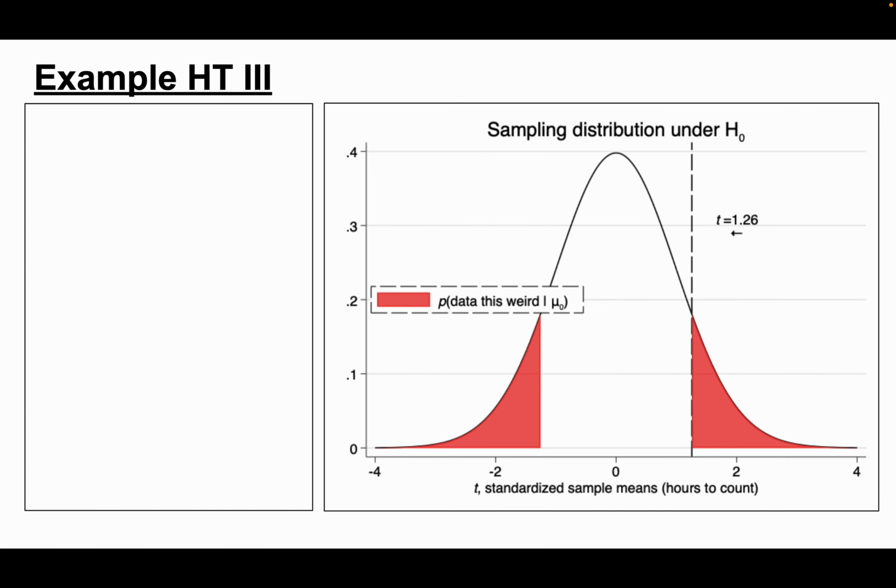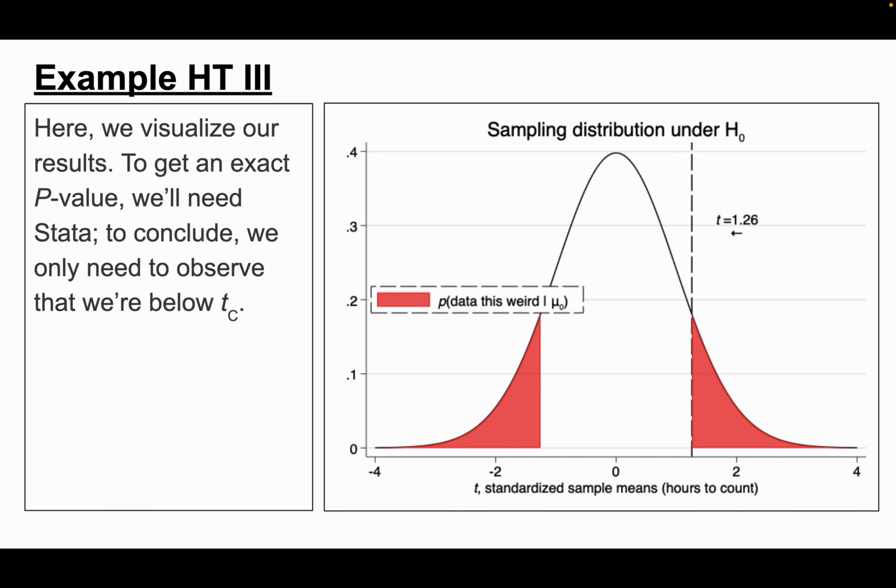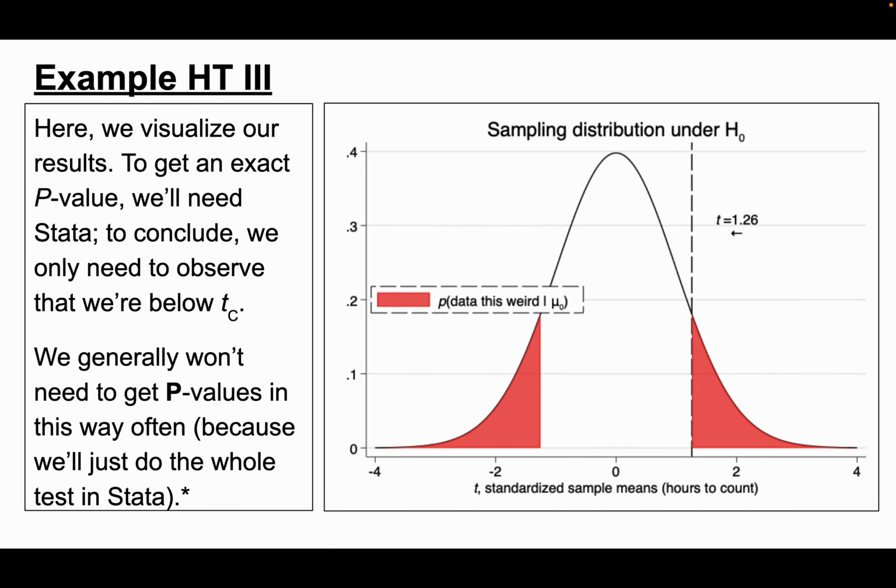This is a picture of the sampling distribution under H0. Here we've got our standardized sample means. This is our observed test statistic 1.26, and then this is its counterpart. Notice that this is much larger than like an alpha of 0.05. You generally don't need to get p-values this way terribly often, again, because we'll do the whole test in Stata, but I just wanted to show you what's happening here.